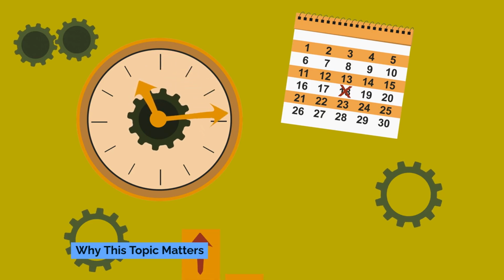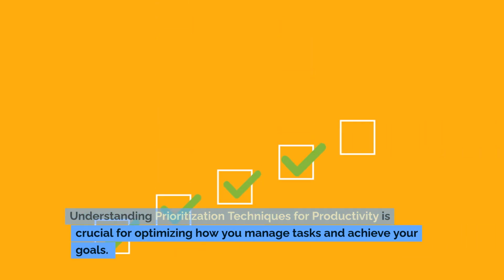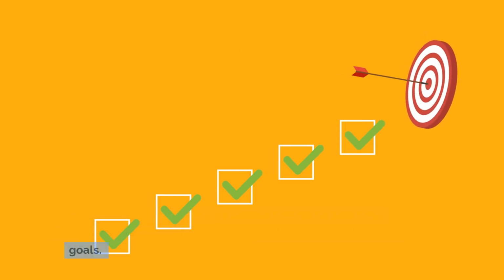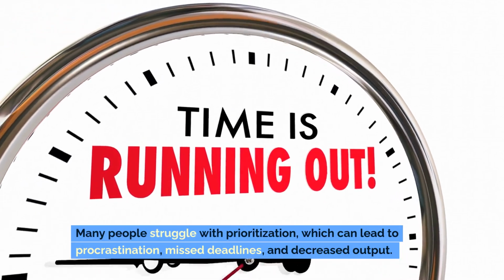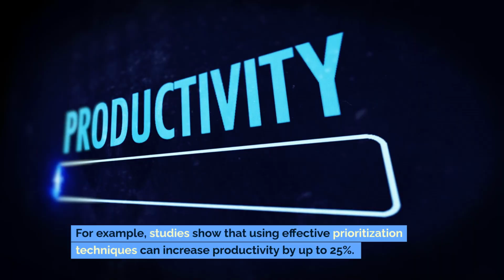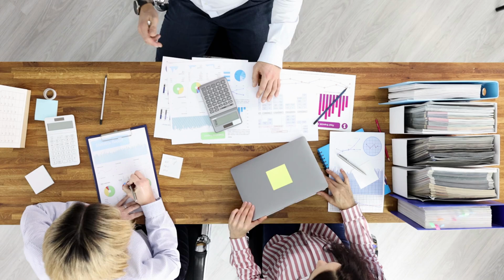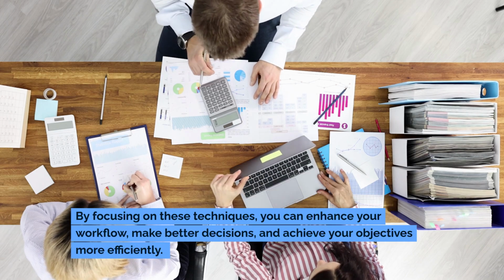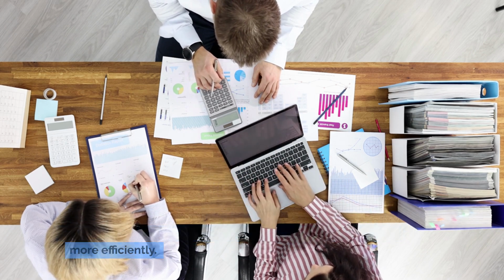Why this topic matters. Understanding prioritization techniques for productivity is crucial for optimizing how you manage tasks and achieve your goals. Many people struggle with prioritization, which can lead to procrastination, missed deadlines, and decreased output. For example, studies show that using effective prioritization techniques can increase productivity by up to 25%. By focusing on these techniques, you can enhance your workflow, make better decisions, and achieve your objectives more efficiently.